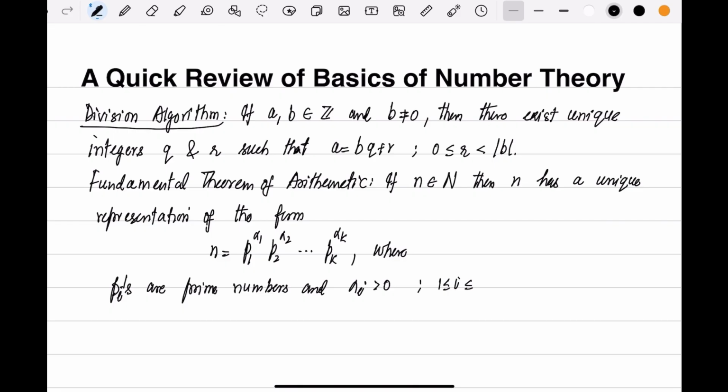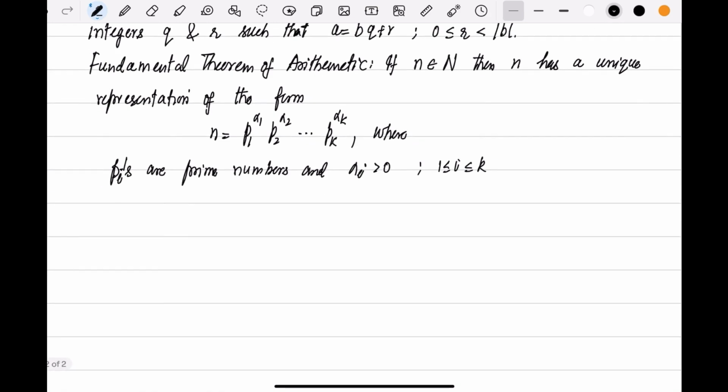for 1 less or equal to i less or equal to k. So actually we can express every positive integer as a product of prime powers, and in fact in a unique way, except possibly for the distribution of these prime numbers. The prime numbers can be arranged in different ways, but the list of prime numbers will be the same. So this is our fundamental theorem of arithmetic.